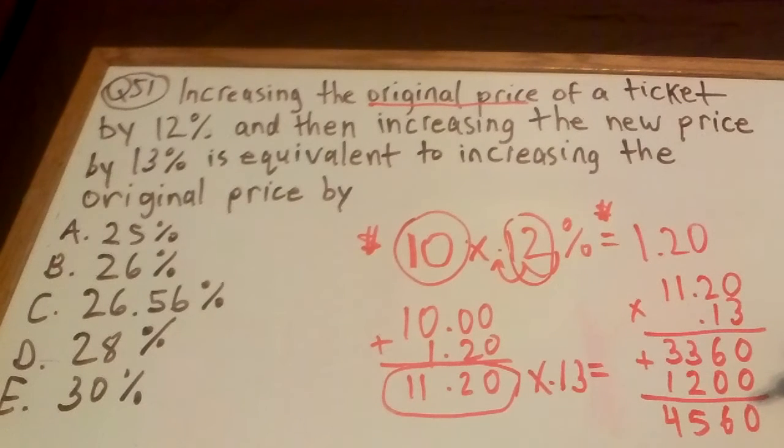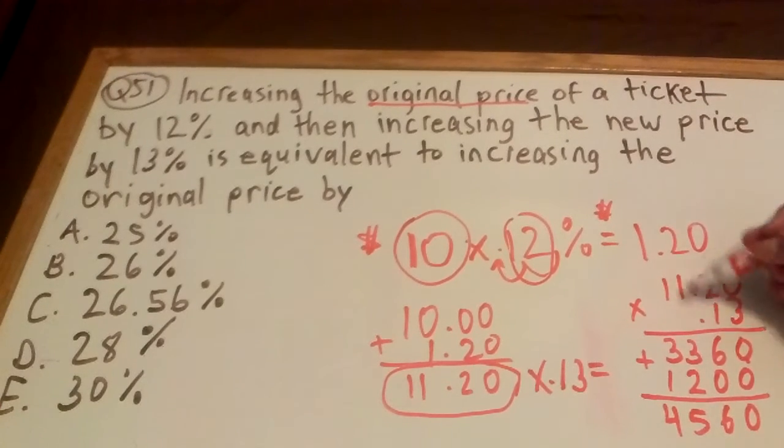No, there's a number missing. This is why you have to line your stuff up right. So we have 1120 times 13. 3 times 0, 0. 3 times 2 is 6. 3 times 1 is 3. 3 times 1 is 3. That's correct. You added 0 as a placeholder.